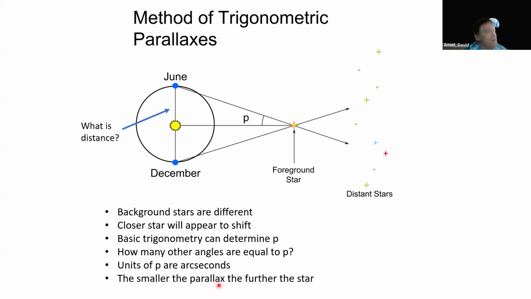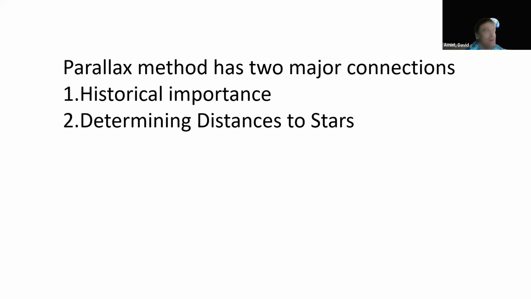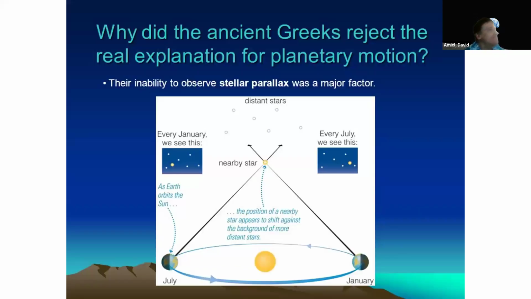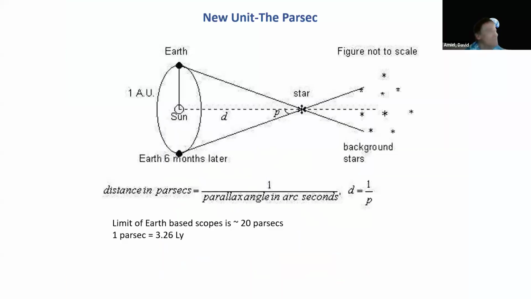So the basic idea is, again, the smaller the parallactic angle, the further the star, just like your index finger moving closer and further. So I covered the historical importance. They could not observe stellar parallax and had the wrong answer. Okay, so let's get into the nuts and bolts of it here.